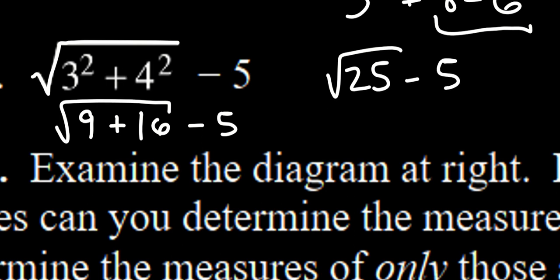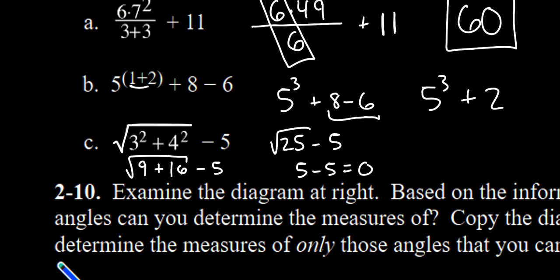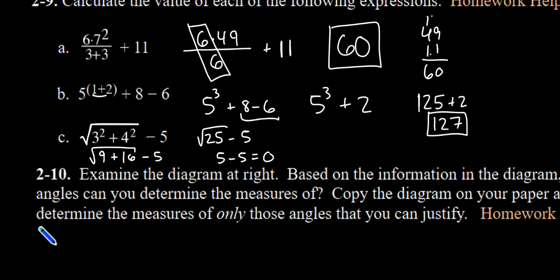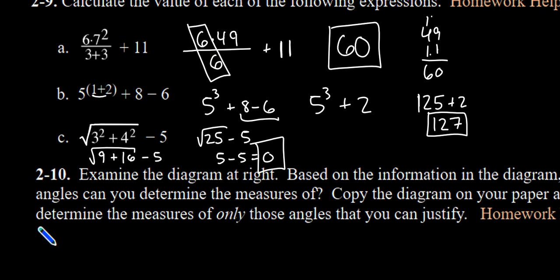The square root of 25? Are you kidding? That's 5. And 5 minus 5 is 0. So my answers there in this order are 60, 127, and then part C is 0. All right, let's go to 10.